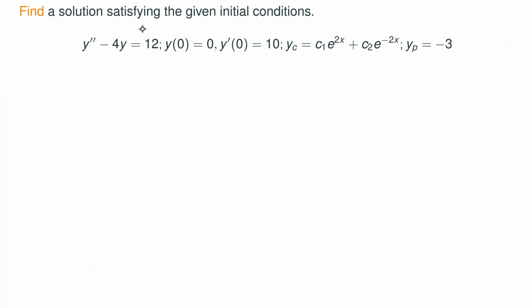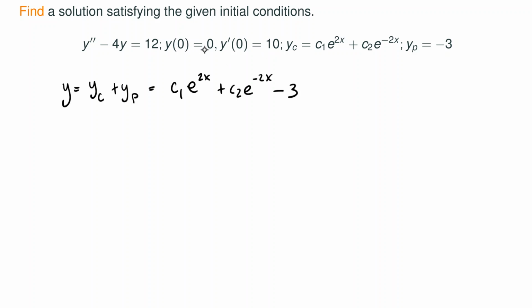Now in this example, we have our given differential equation, we have our initial conditions, and we've been told our complementary solution and a particular solution. So we can find a new solution to the differential equation by taking our complementary solution and adding the particular. In that case, we would have C1 e to the 2x plus C2 e to the -2x minus 3. Let's follow through our initial conditions and we'll be able to determine what C1 and C2 should be.